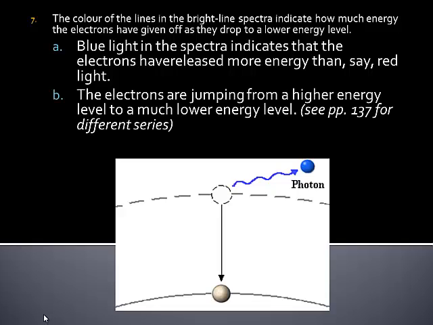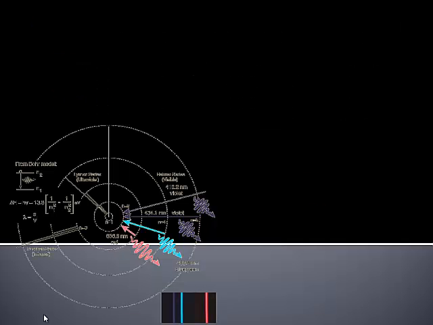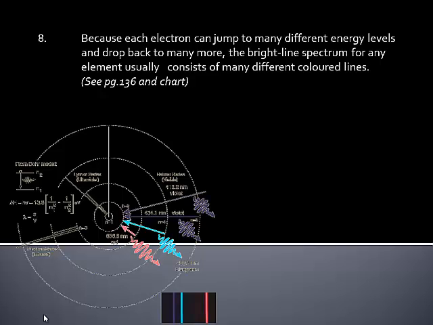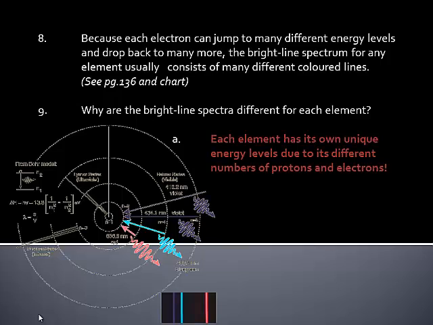And the electrons are jumping from a higher energy level to a much lower energy level when they give that light off. Now, because electrons can jump to many different energy levels and drop back down to many more, the bright line spectrum for any given element usually consists of different colored lines. Well, why are those different bright lines different for every different element? Well, every element has a unique number of energy levels, and that's because it has different numbers of protons, which we know attract the electrons to the nucleus, and different numbers of electrons. We'll talk later in the unit about the effect that those electrons would have.